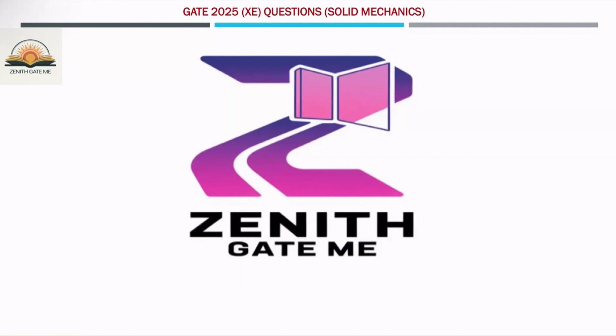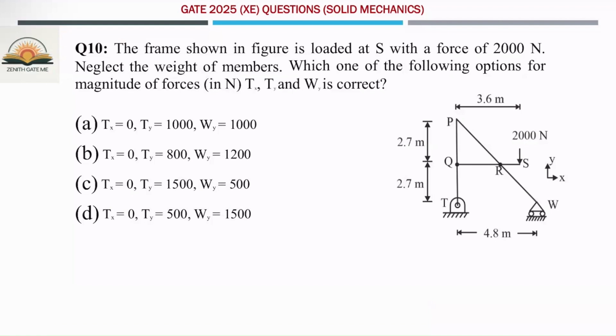So in today's session, I will discuss a question which was asked in the GATE 2025 engineering science paper from solid mechanics. The frame shown in the figure is loaded at S with a force of 2000 Newton. Neglect the weight of the members. So you just neglect the weight of the members PQ, QT, QR as well as this RW. Which one of the following options for the magnitude of force in Tx, Ty and Wy is correct?